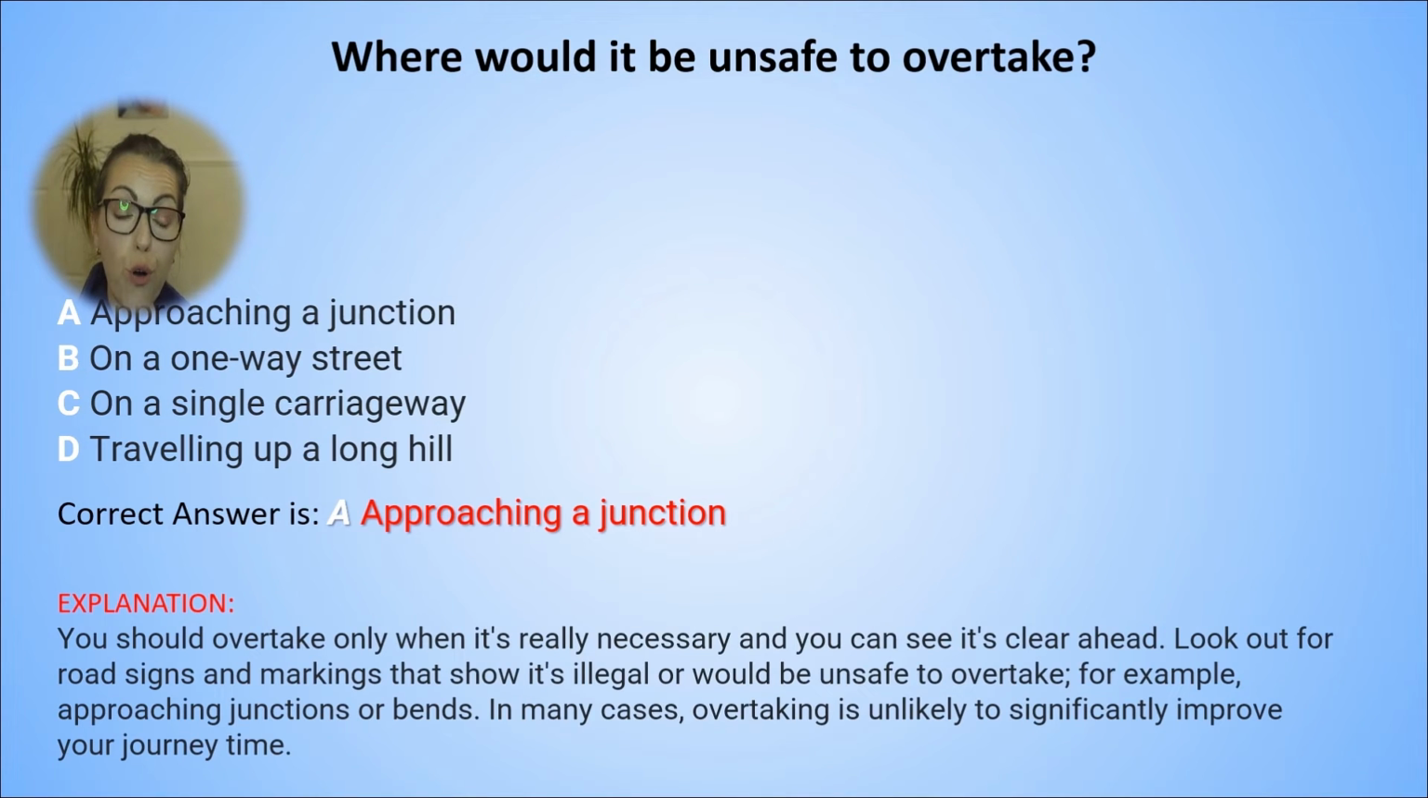Explanation. You should overtake only when it's really necessary and you can see it's clear ahead. Look out for road signs and markings that show it's illegal or would be unsafe to overtake. As an example, approaching junctions or bends. In many cases, overtaking is unlikely to significantly improve your journey time.